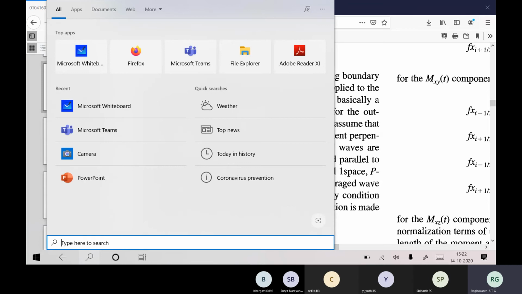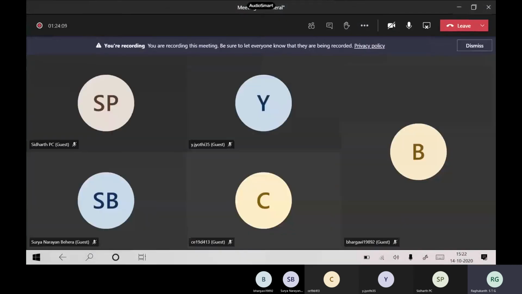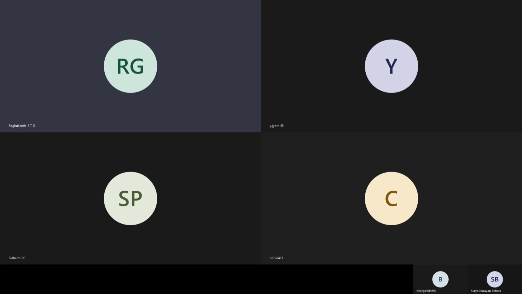So I will send you this paper also. Next we will continue in our next class. With this, I think we are almost followed, right? We will close this finite difference. We will start with the finite element or pseudo spectral methods. Maybe next class, or hopefully by next week, we will start with our other things.